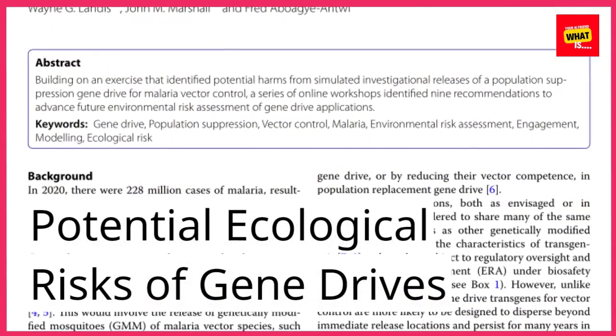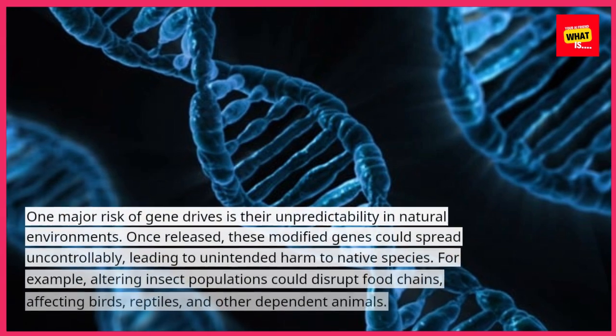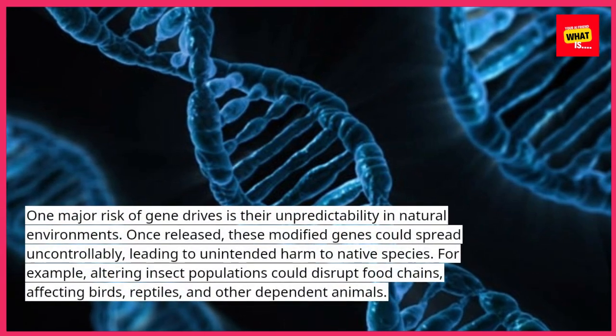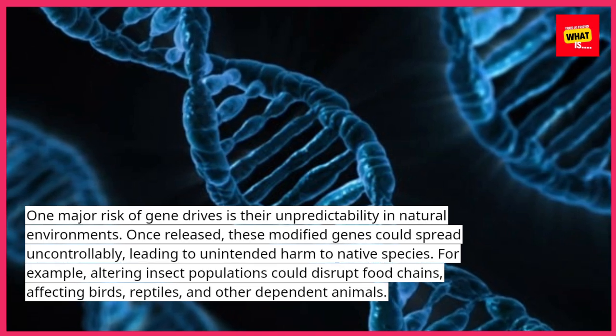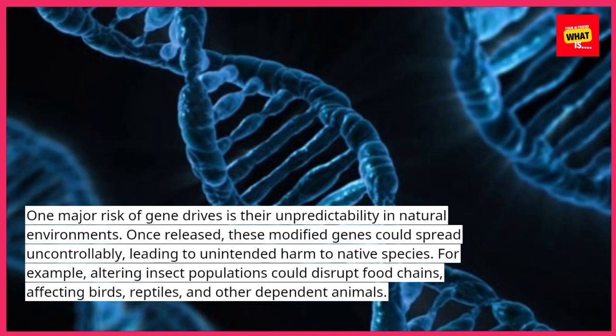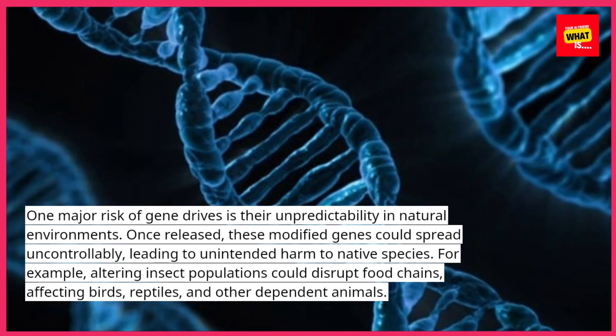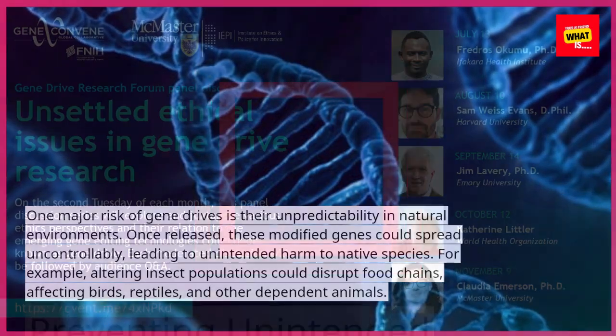Potential ecological risks of gene drives. One major risk of gene drives is their unpredictability in natural environments. Once released, these modified genes could spread uncontrollably, leading to unintended harm to native species. For example, altering insect populations could disrupt food chains, affecting birds, reptiles, and other dependent animals.